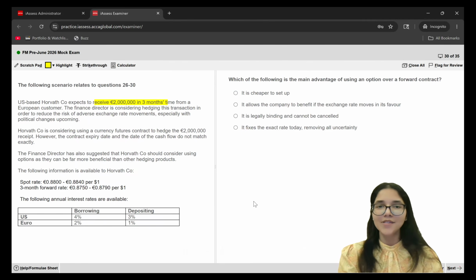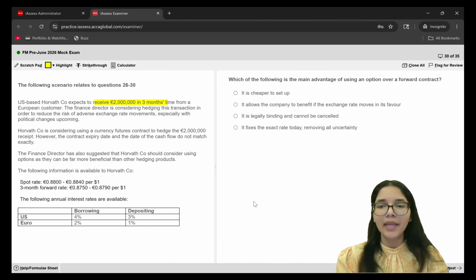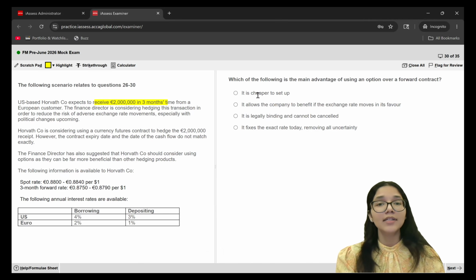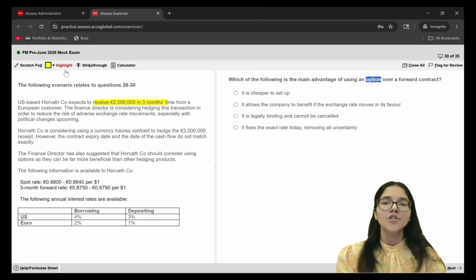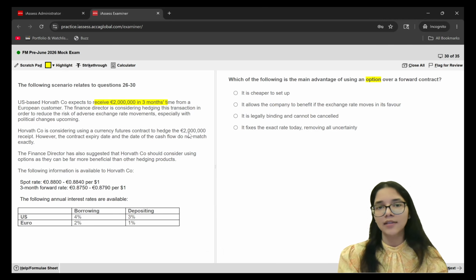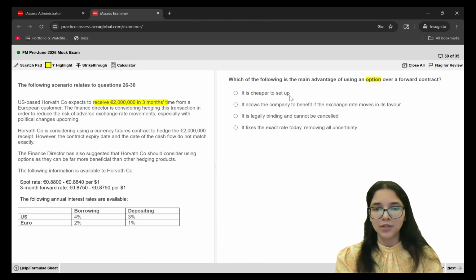Moving ahead to the last question now basis this case study. Which of the following is the main advantage of using option over a forward contract? First is telling you that it's cheaper to set up. Absolutely not. Options give you a choice. So whenever you're going for a choice rather than an obligation, it's definitely going to cost you money to give you that particular choice. So it's rather expensive than a forward. So we have to eliminate the first statement.